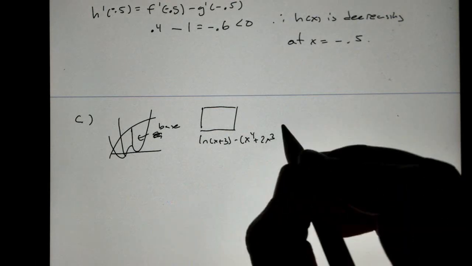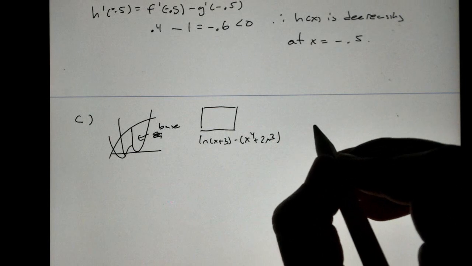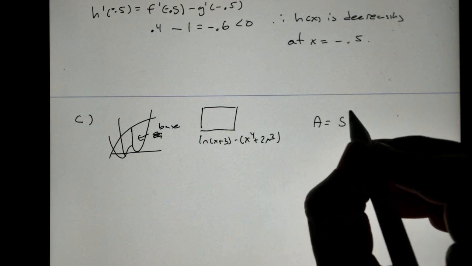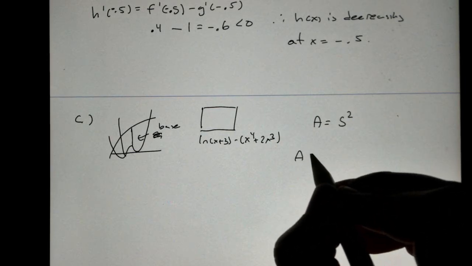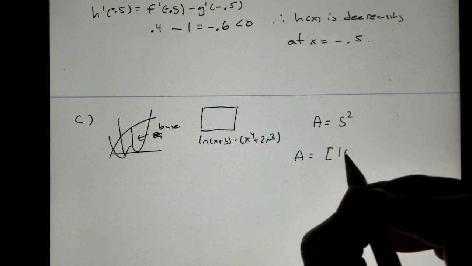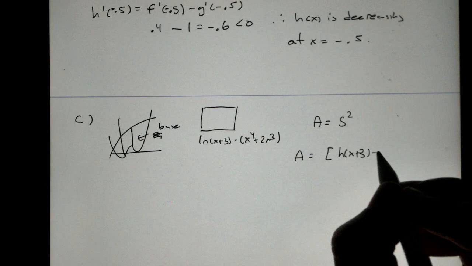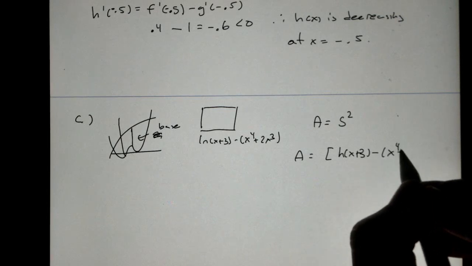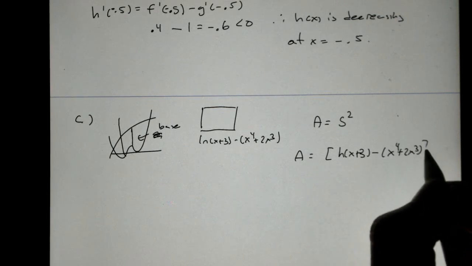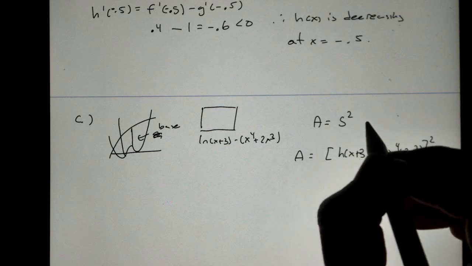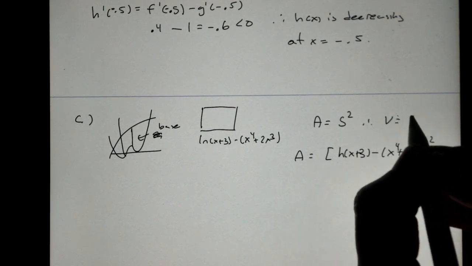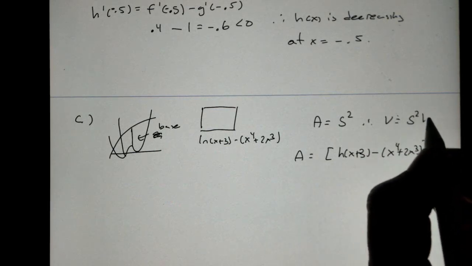Now, this is a square, so I want to get the area. Well, the area of a square is just s squared. So that's just going to be this natural log of x plus 3, minus this x to the 4th plus 2x cubed, all squared. Now, to get volume, I would just take that base and multiply it by the height.